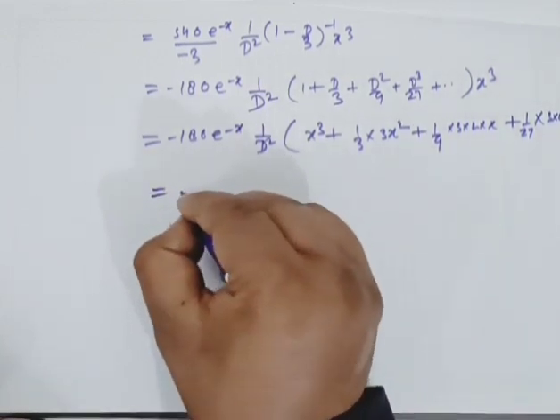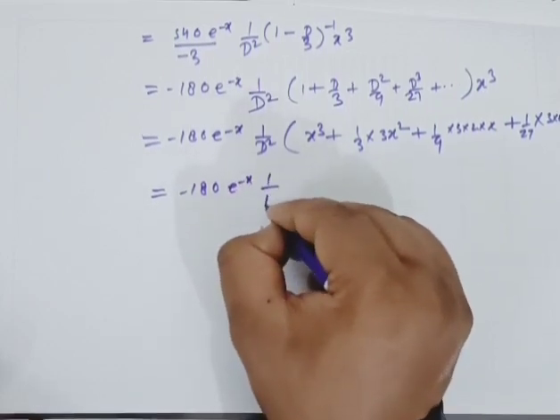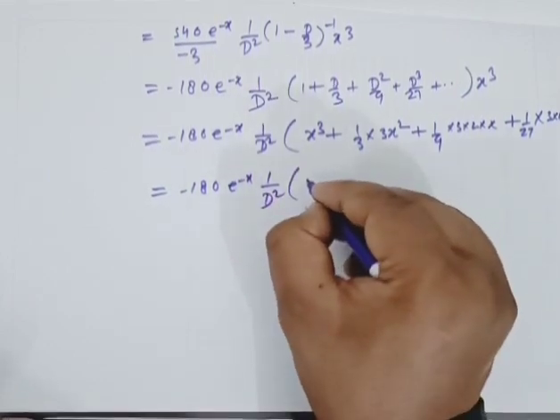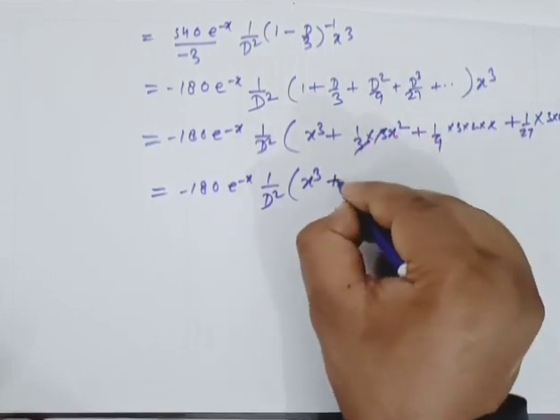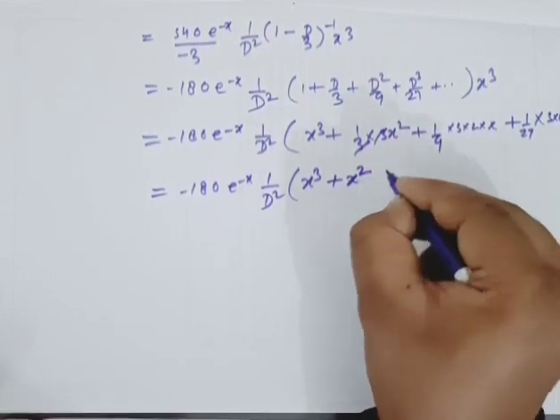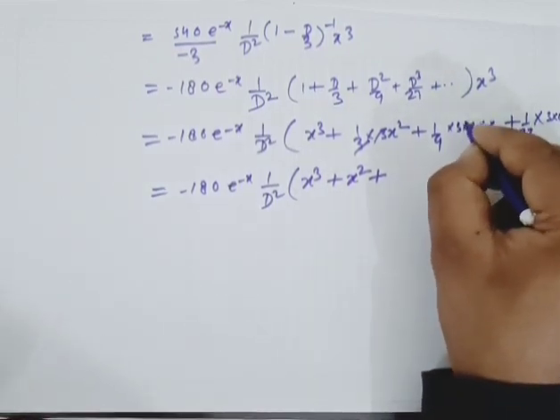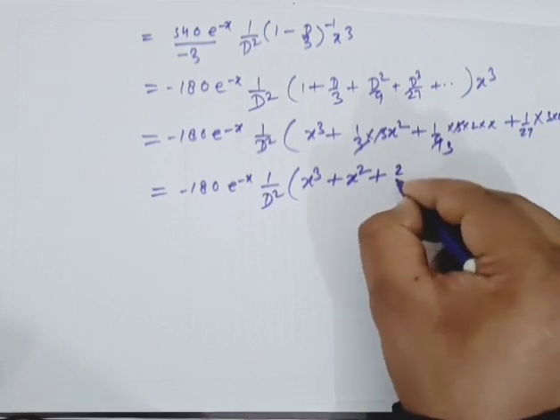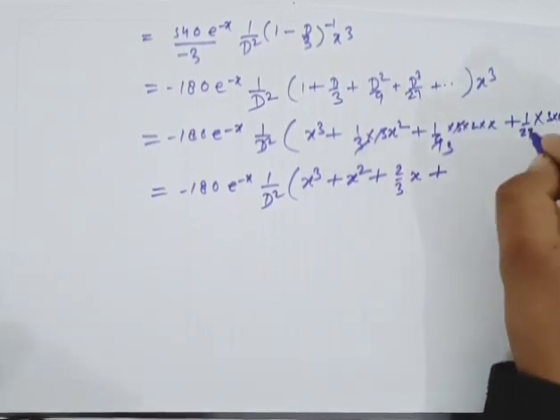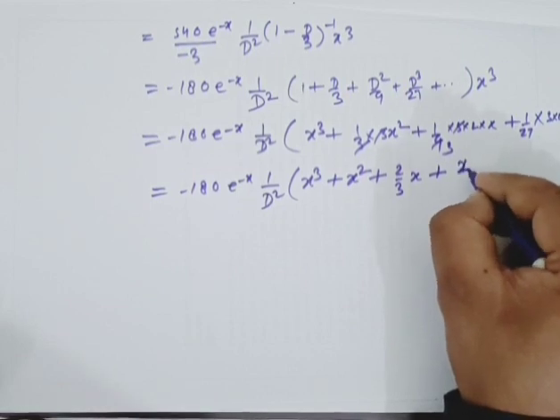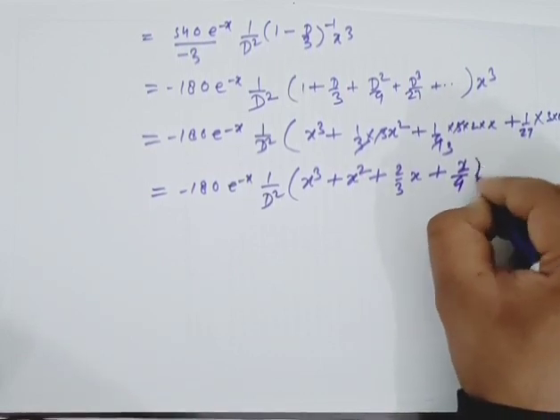Now what about the resultant: minus 180 e to the power minus x, 1 upon d square, and we have x to the power 3, okay, and we have plus x square, and we have plus 2 by 3 x, right? And we have here 2 by 9, okay.